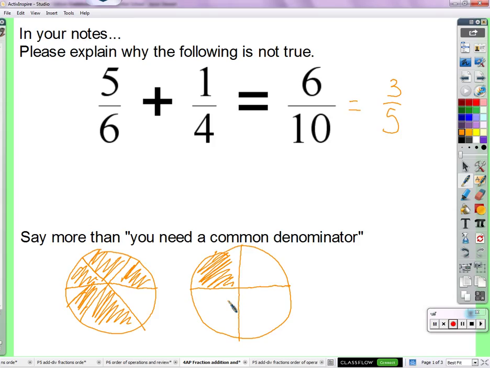So they're not the same thing. And that's as simple as it is. Why do you need a common denominator? Because the denominator is telling you what the thing is. And if the denominators are different, the things are different. Right? Agreed? Yeah. Okay.